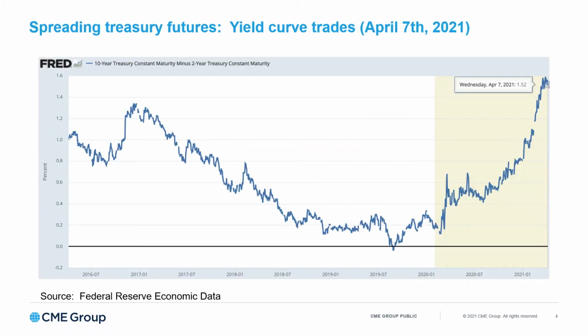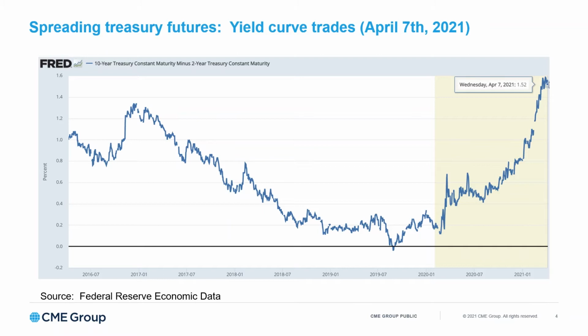This next slide is from the Federal Reserve Economic Database. It's a very interesting chart. It shows yield curve changes over the last 5 years. And you can see back in late 2019, the yield curve flattened and actually went inverted for a day or two. But since late 2020, it's really started to move upward and steepen. So the 10-year yield has gained over the 2-year yield.